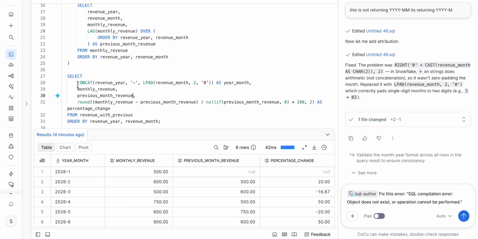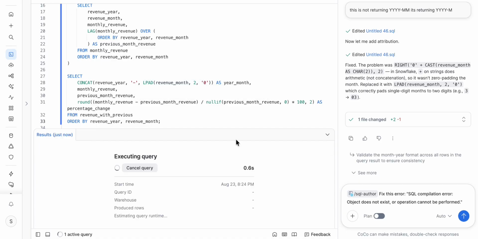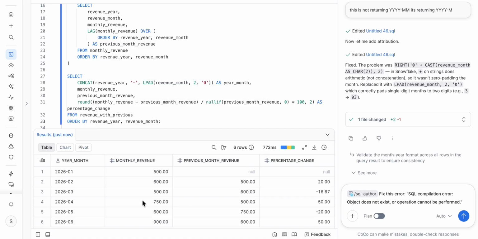And to do that, I'm concatenating year with month using the dash and padding it with zeros to make it 2 digits. Okay, that is what this means. Now let's try to run this query. Okay, so we have year month exactly in the format that the question was asking.